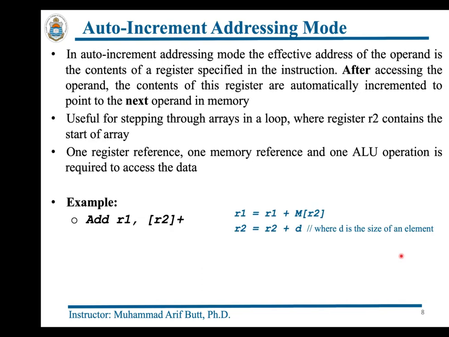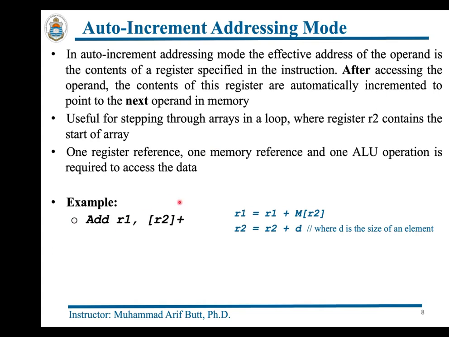Well, in auto-increment addressing mode, the effective address of the operand is the contents of a register specified in the instruction. It is called auto-increment because after accessing the operand, the contents of this register are automatically incremented to point to the next operand in memory. It is useful for stepping through arrays in a loop.